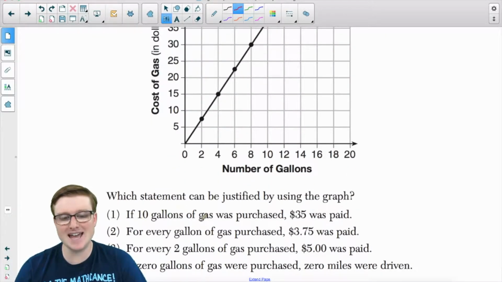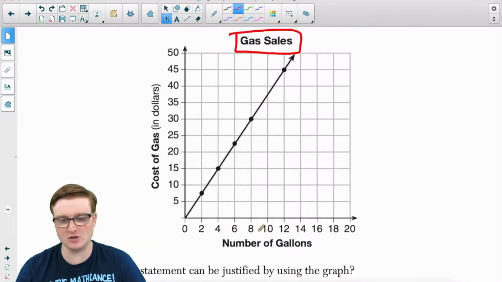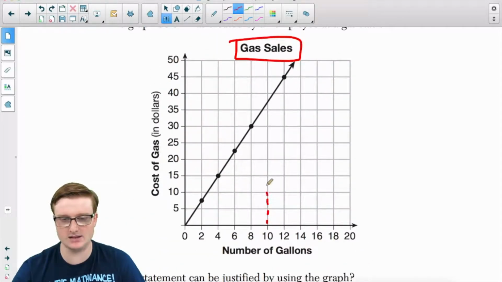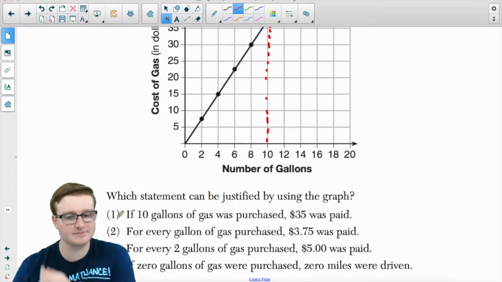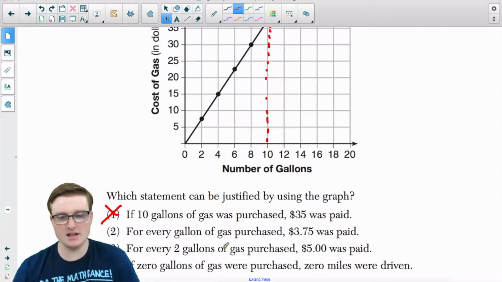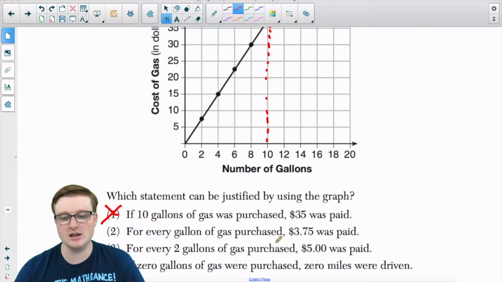Choice 1 says if 10 gallons of gas was purchased, $35 was paid. Well, 10 gallons of gas, $35 was paid. No, about $37 was paid. So that's not true. For every gallon of gas purchased, $3.75 was paid. So for every gallon.